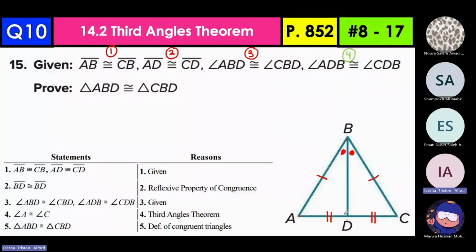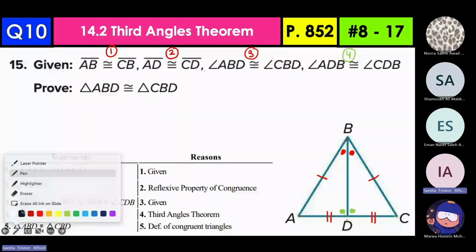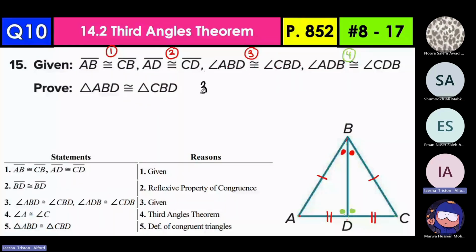ADB. So this angle can grow into CDB. So this angle. We want to say the triangles are congruent. To say the triangles are congruent, we need what? 3 sides and 3 angles.